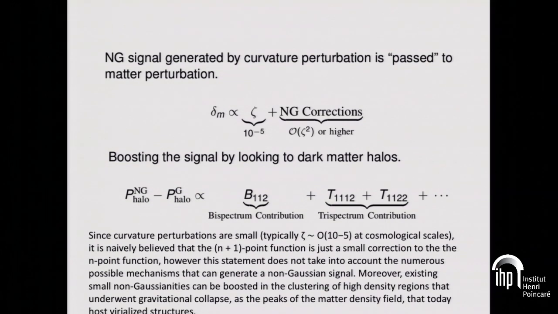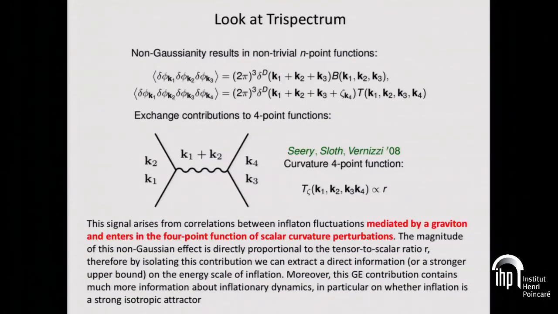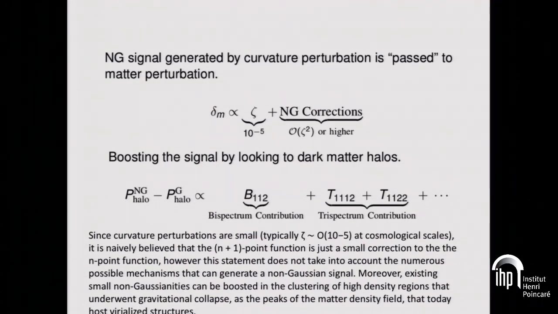So basically, from the naive expectation that this effect is going to be small, you get to a point where you input the trispectrum contribution, which is the one that I was going to see from this graviton exchange, and then the hope is that you are going to see a signal here that is detectable. Or at least you can do the calculation and see if that signal is big or not.